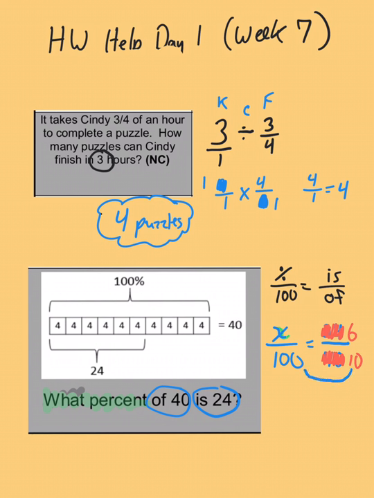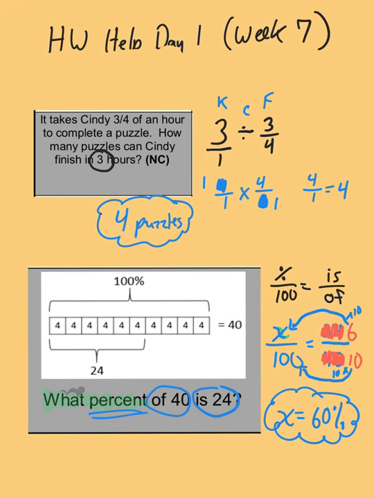Now, if I go from 10 to 100, I know 10 times 10 is 100. So if I go from 6 to x, I know 6 times 10 is 60. That means my answer is 60%. Because remember, it said what percent, so we want our answer to be a percent.